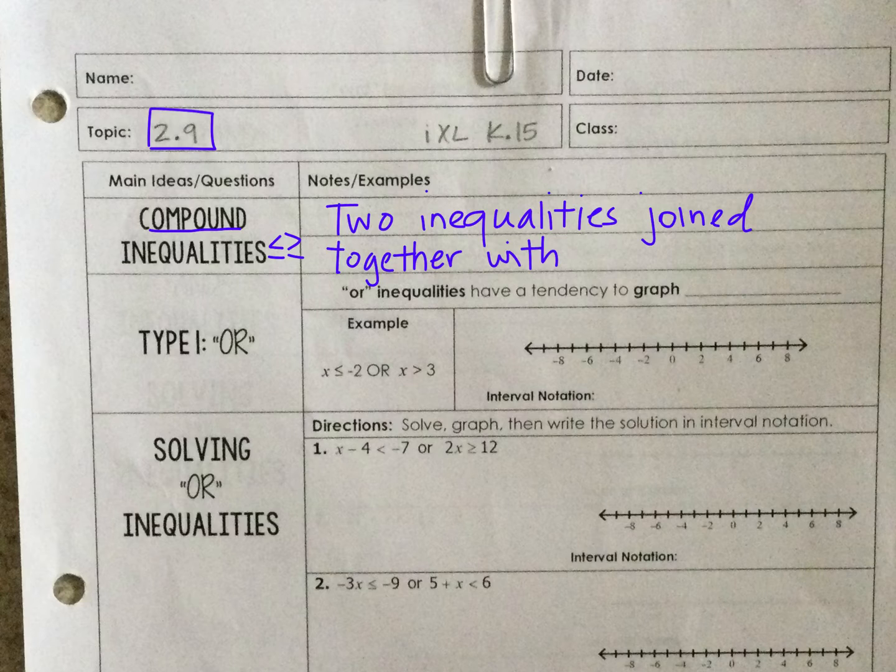So the definition of a compound inequality: two inequalities joined together with an "and" or an "or." All right. So right now we're going to focus on the "or" inequalities. When I graph two "or" inequalities, they're going to go apart from each other, which means you'll have a circle and a line going that way, and a circle and a line going that way.